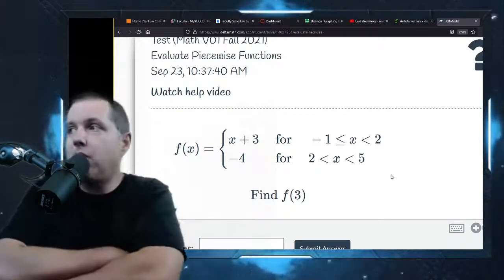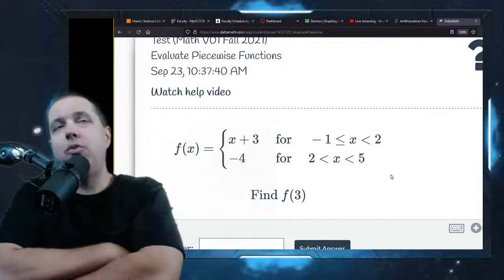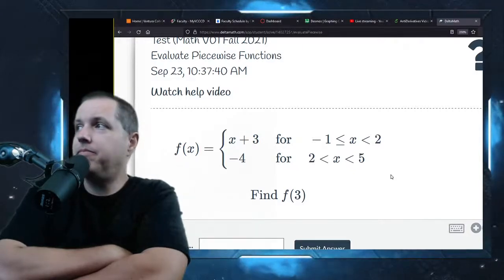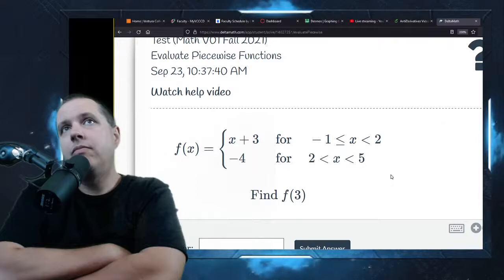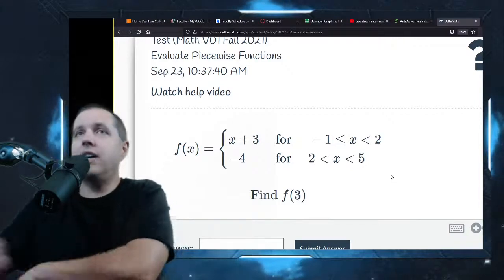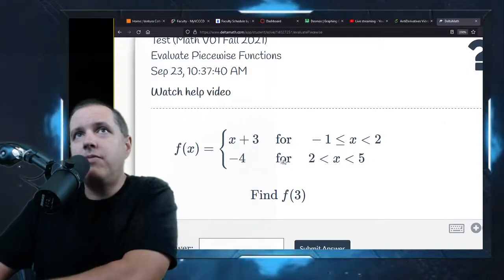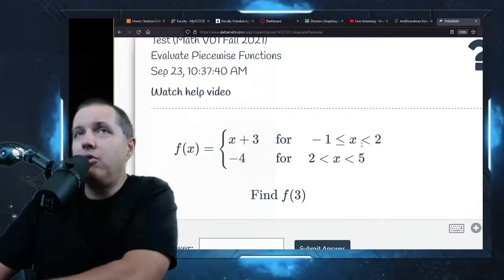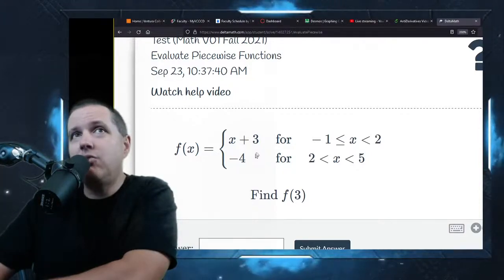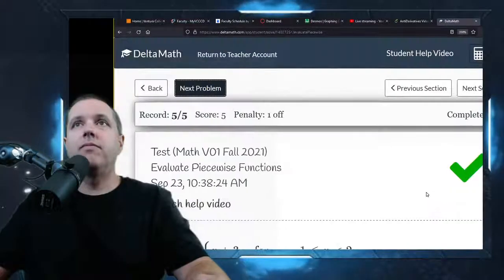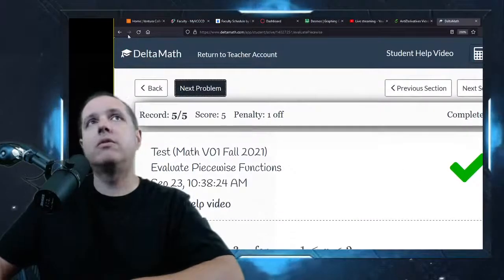Okay, top rule or bottom rule? Just give yourself 5 seconds to think about it. Are we using the top rule or the bottom rule? And if so, what's the output? Okay, so what they're telling us here is that for any x values between -1 and 2, use the top rule. For anything between 2 and 5, use the bottom rule. Well, 3 is not between -1 and 2. It is between 2 and 5, so I should be using this rule. So it looks like our answer is -4.